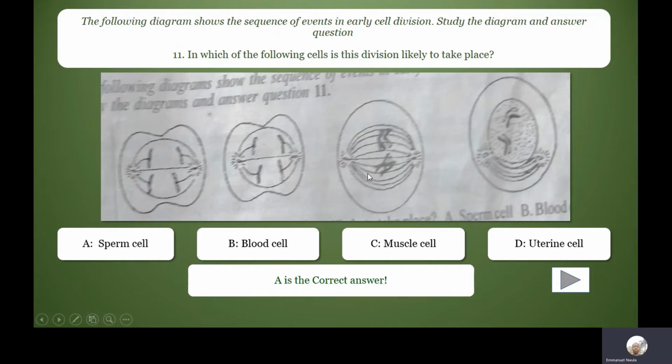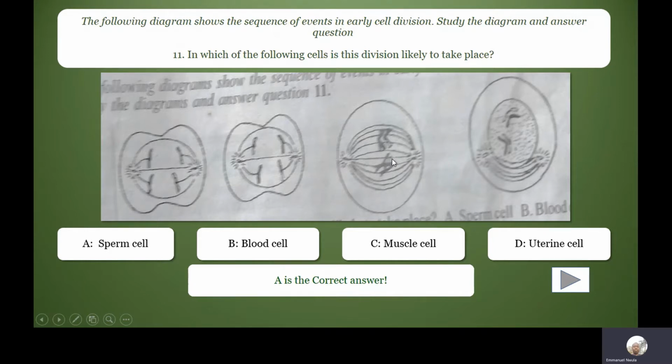This is showing you a type of cell division known as meiosis. Meiosis leads to production of gametes, sperm cells, egg cells. And if you look at the options, the only gamete here is option A. How do I know that this is meiosis?